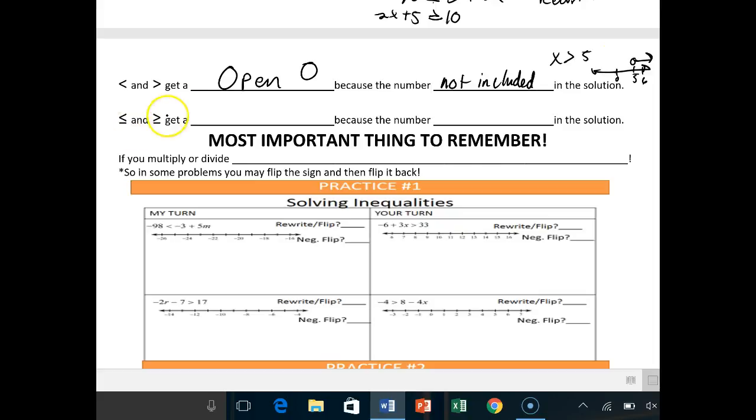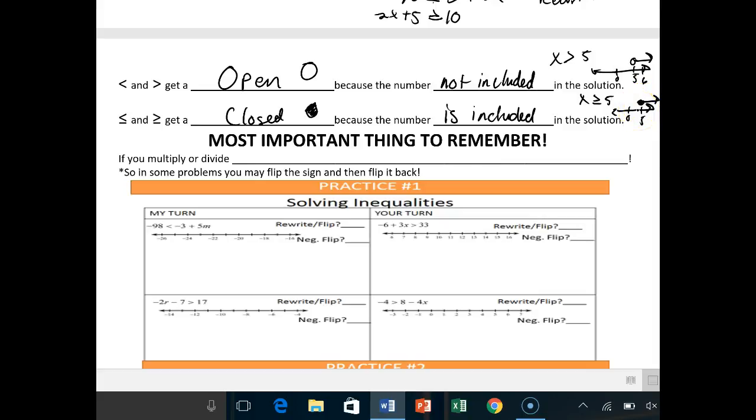Now less than or equal to or greater than or equal to get a closed circle, because the number is included in the solution. So again, x greater than or equal to 5, the only difference here is that little line right there. And then there's 0, there's 5. It gets a closed circle because 5 is included. 5 is greater than or equal to 5. That makes it a true statement, so that's why it's included and gets a closed circle.